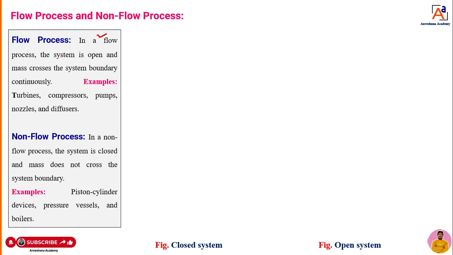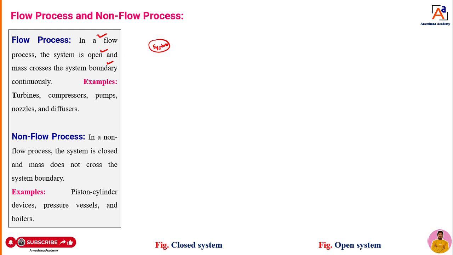In a flow process, the system is open and the mass crosses the system boundary. A process in which mass crosses the system boundary. Dear students, we have discussed in detail in the previous classes what is a system, what the different types of systems are, and how they are open and closed.